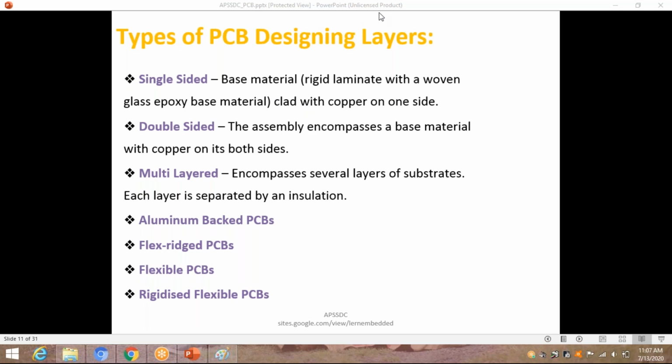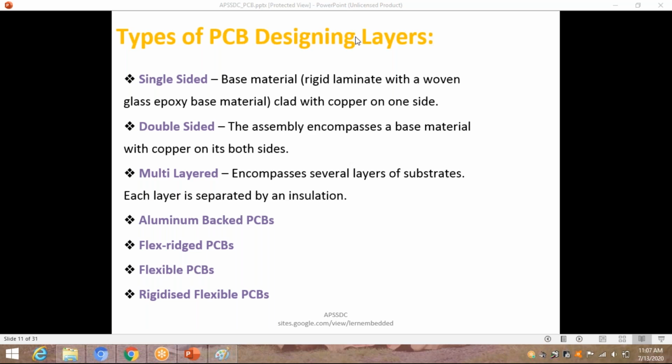Who's that girl? Miss, what is your name? Sumana, sir. Sumana, that's wonderful. In a smartphone motherboard, we have a PCB which consists of 8 layers. Is it clear, guys? Yes, sir. Okay, thank you.